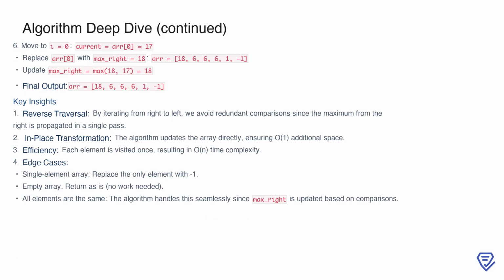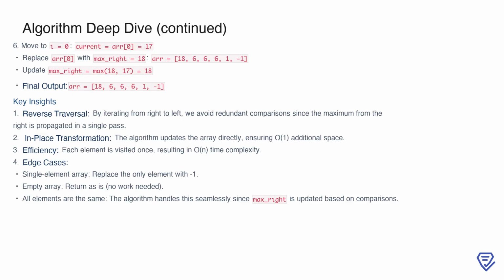Finally, for the first element, we store its value, 17, in current. We replace it with max_right, which is 18, resulting in the fully transformed array 18, 6, 6, 6, 1, -1. At this point, max_right is updated to the maximum of 18 and 17, which remains 18. This completes the reverse traversal, and the output array is ready.